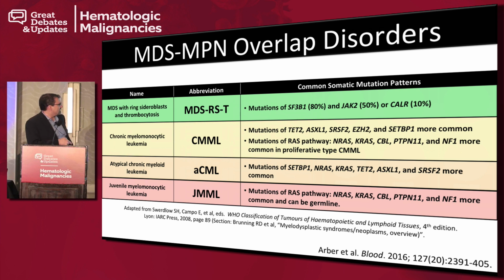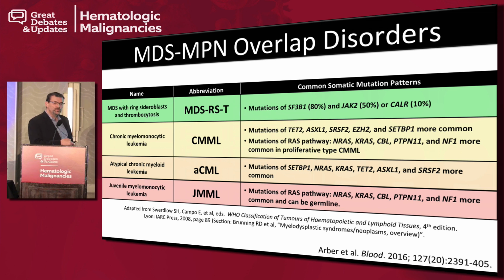Finally, for aCML, atypical CML, this can be a very hard disease to diagnose, but it also has a higher incidence of some of these same genes, particularly higher instances of SETBP1. RAS mutations tend to be a little bit more specific for this disease, but then again, the TET2, ASXL1, and SRSF2 show up again. When they are found together, they tend to be associated with more proliferative disorders like these.